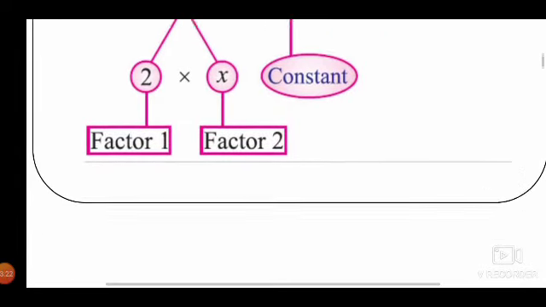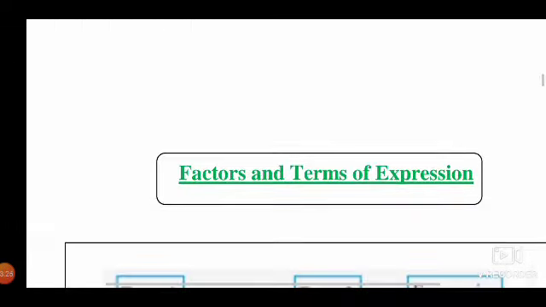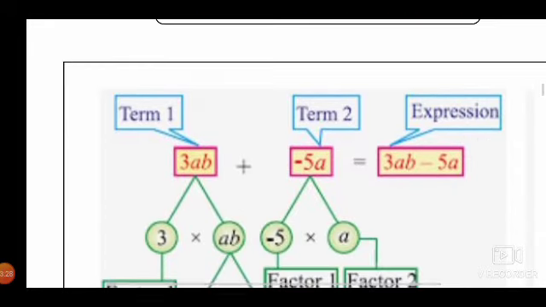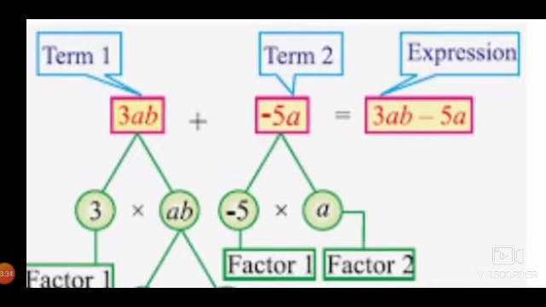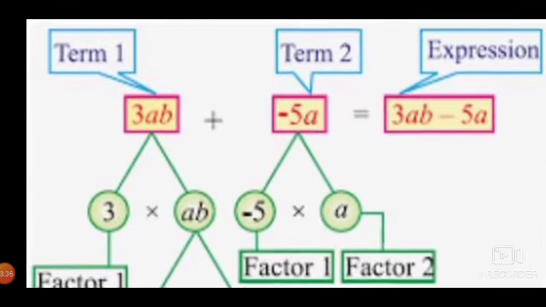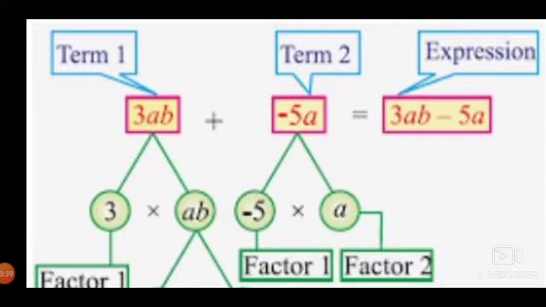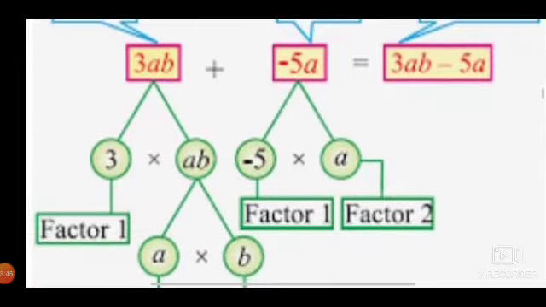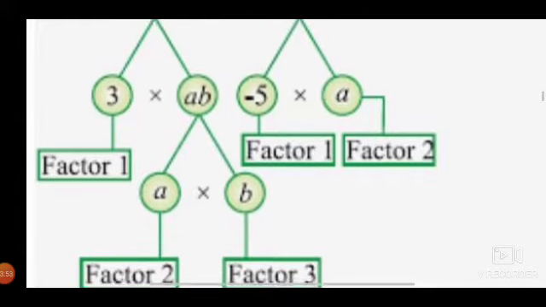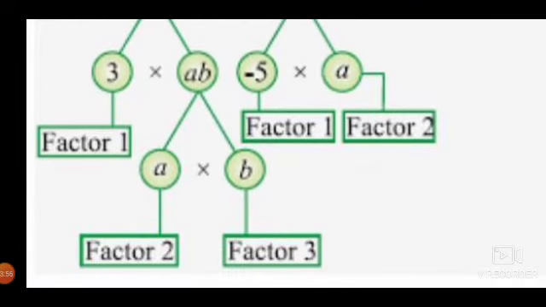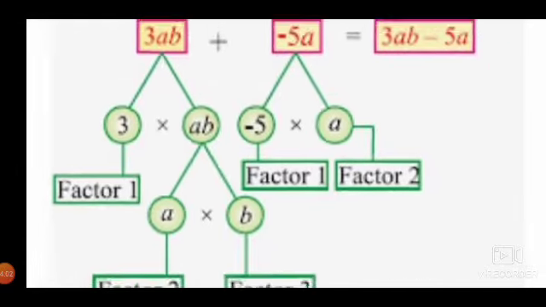Okay, we will see one more. Now here I have chosen the expression 3ab minus 5a. In this, term 1 is 3ab and term 2 is minus 5a. Now if we split the factors of the first term, it is written as 3 into ab. That is factor 1. Then ab can be written as a into b. So a is factor 2 and b is factor 3. This is the first term.